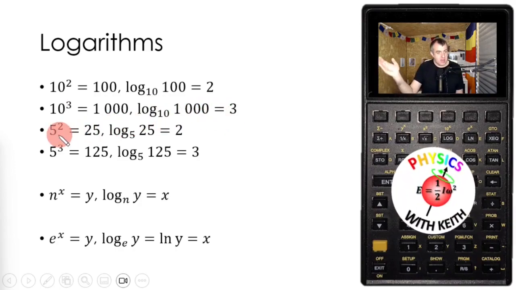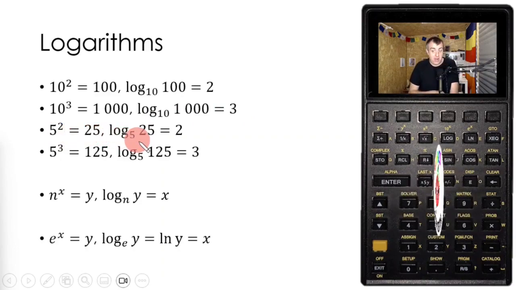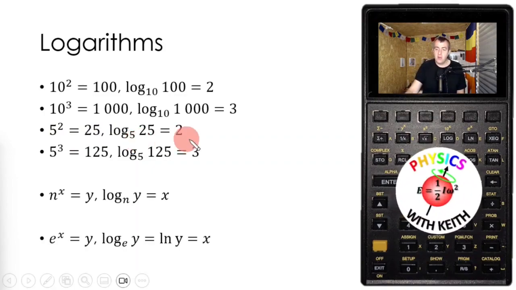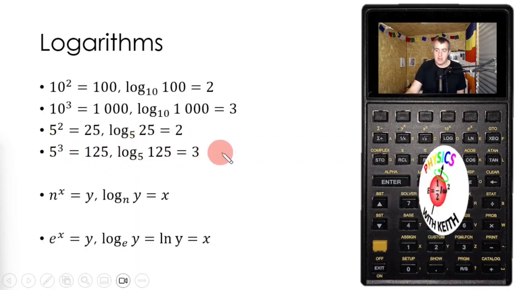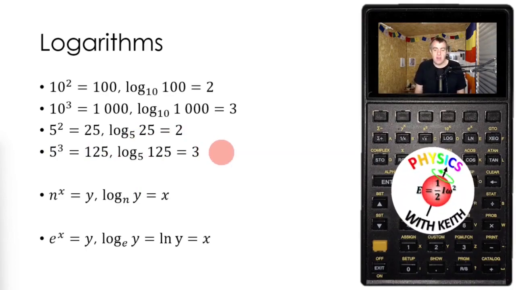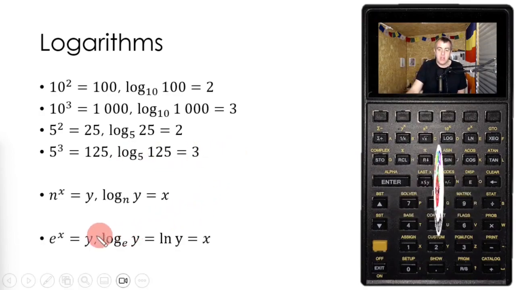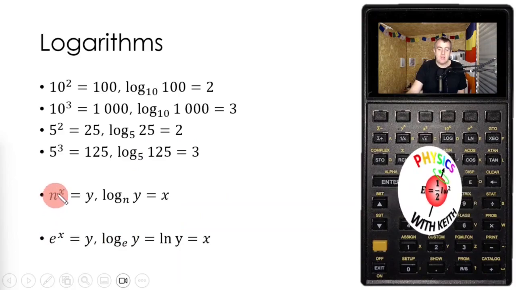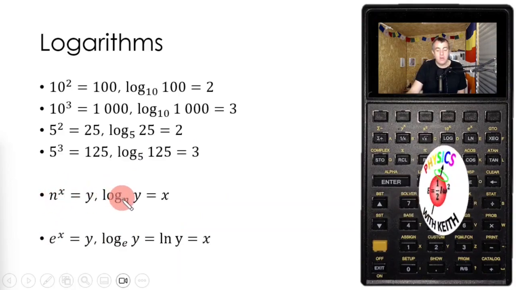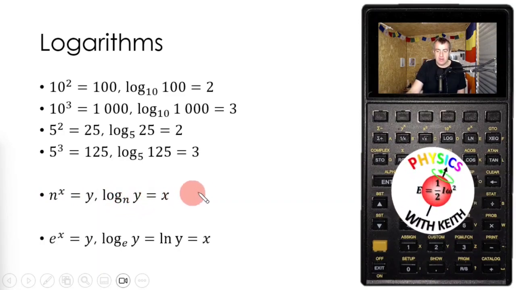And 5 squared, 25, no problem. So the logarithm on the base 5, that is 25, is equal to 2. And you can see, you know your 5 times table, 5 25s are 125, and so this works as well. So as a general rule, if n is the base, n to the power of x equals y, then log base n of y equals x.